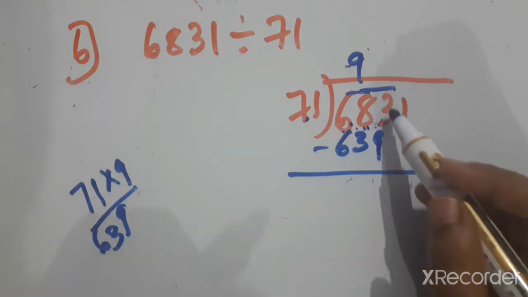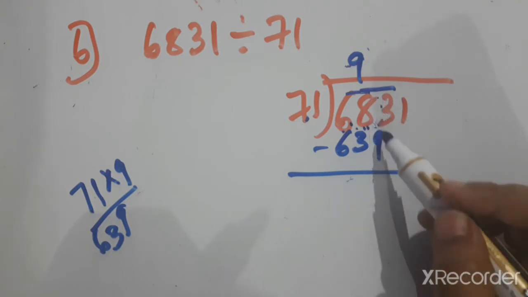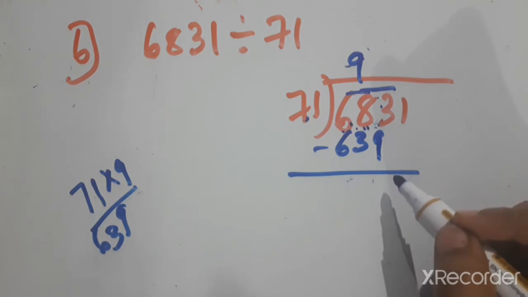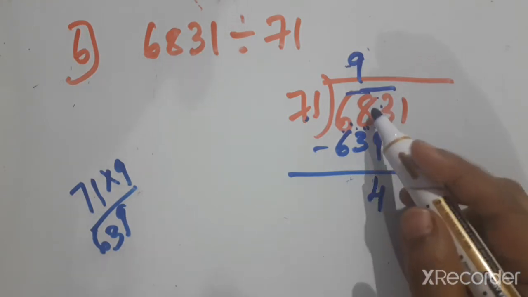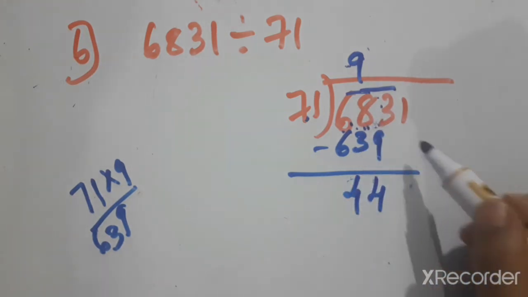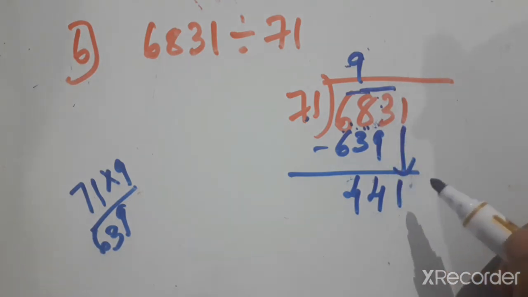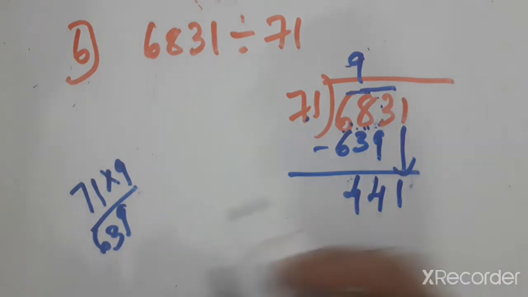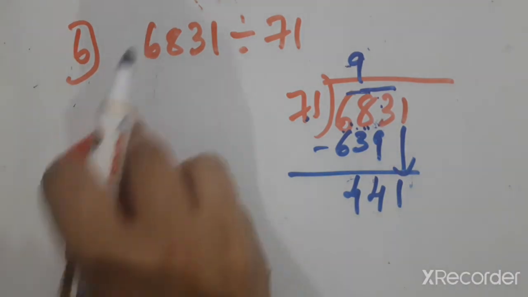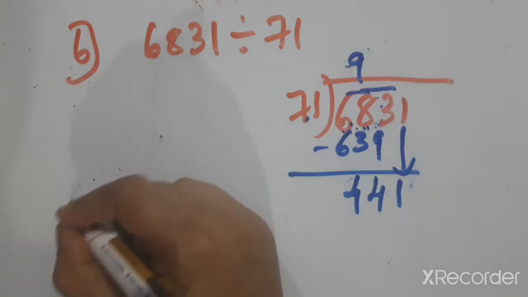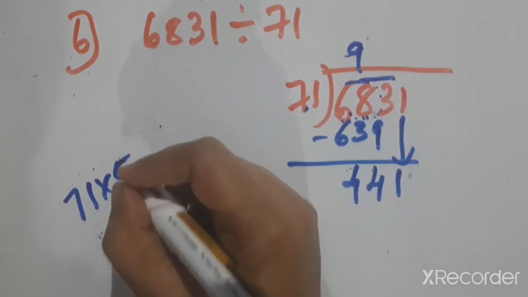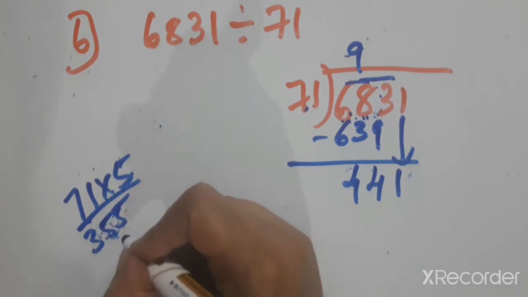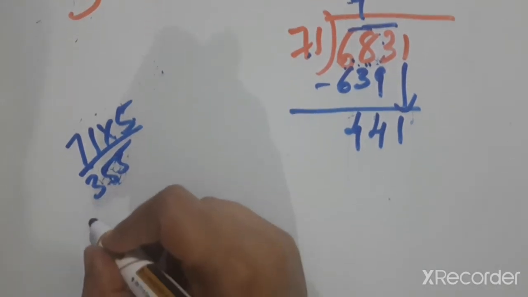Now 3 minus 9 can't, borrow 1 from the 8, 13 minus 9 means 4, and 7 minus 3 also 4. Then bring this one down, 441. 71 how much nearer to 441? 71 5s are, we will check. 5 ones are 5, 5 sevens are 35, 355. So we have to check one more number.